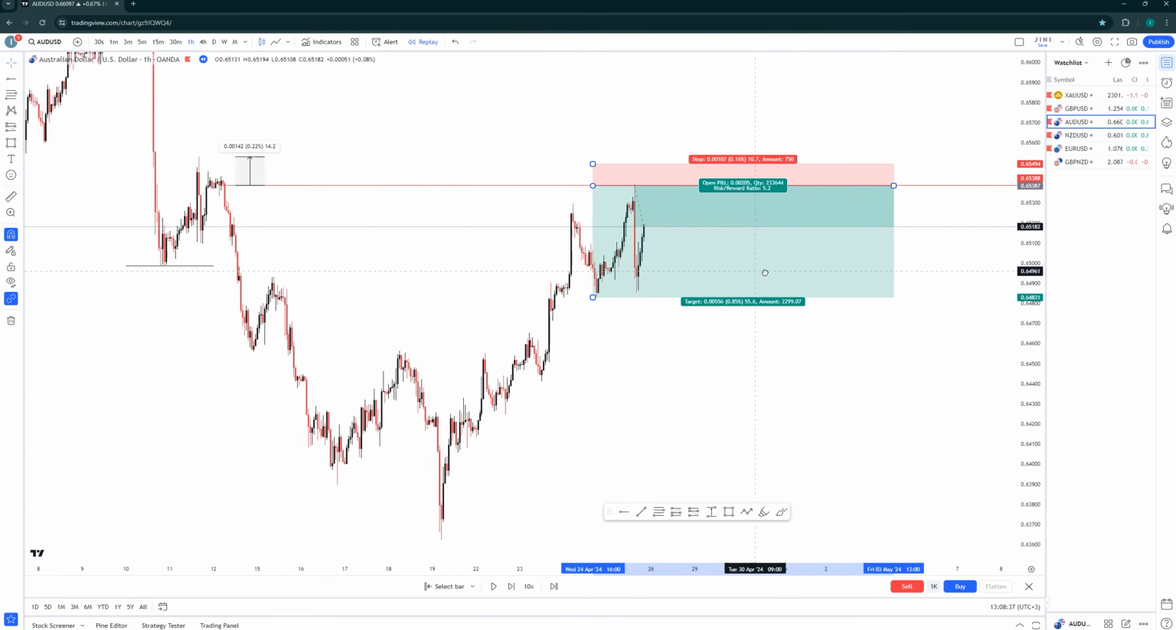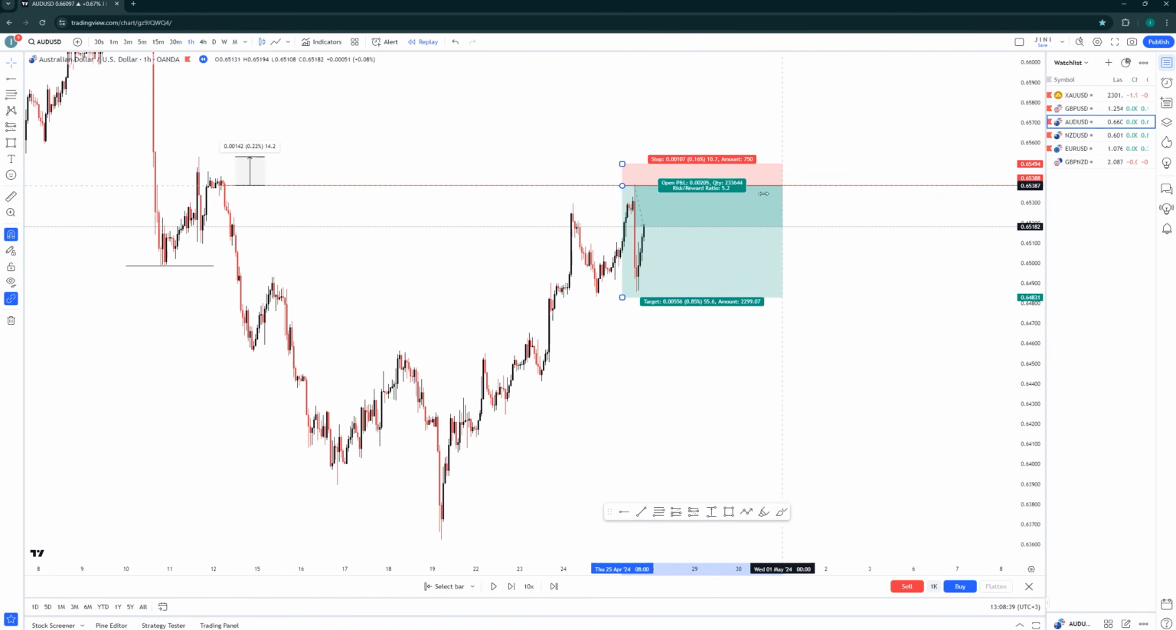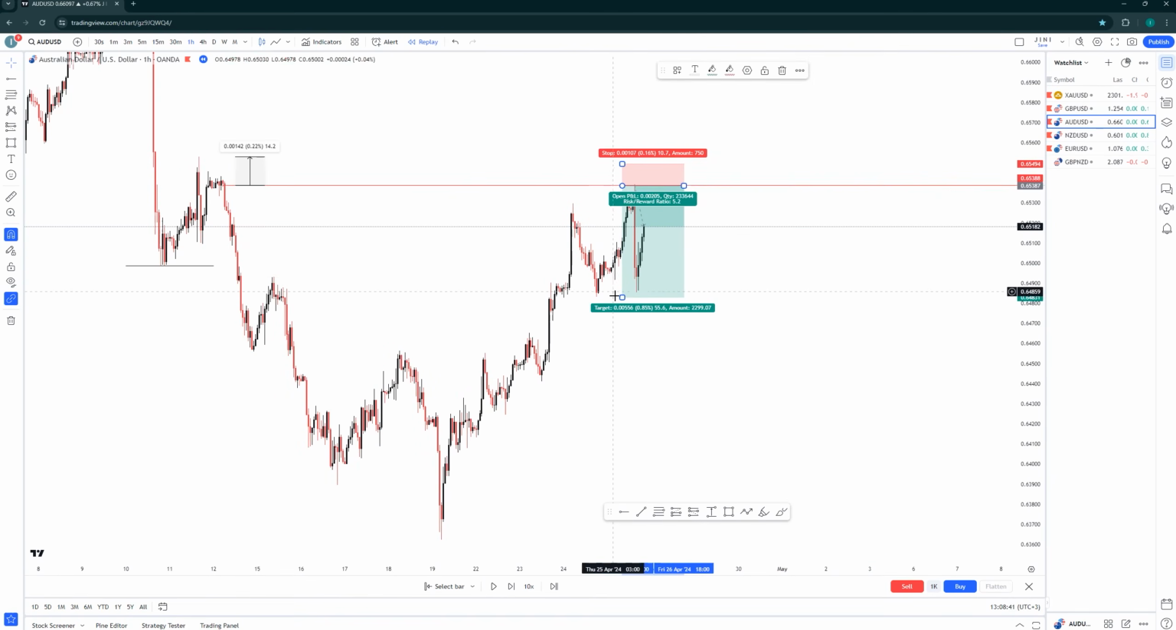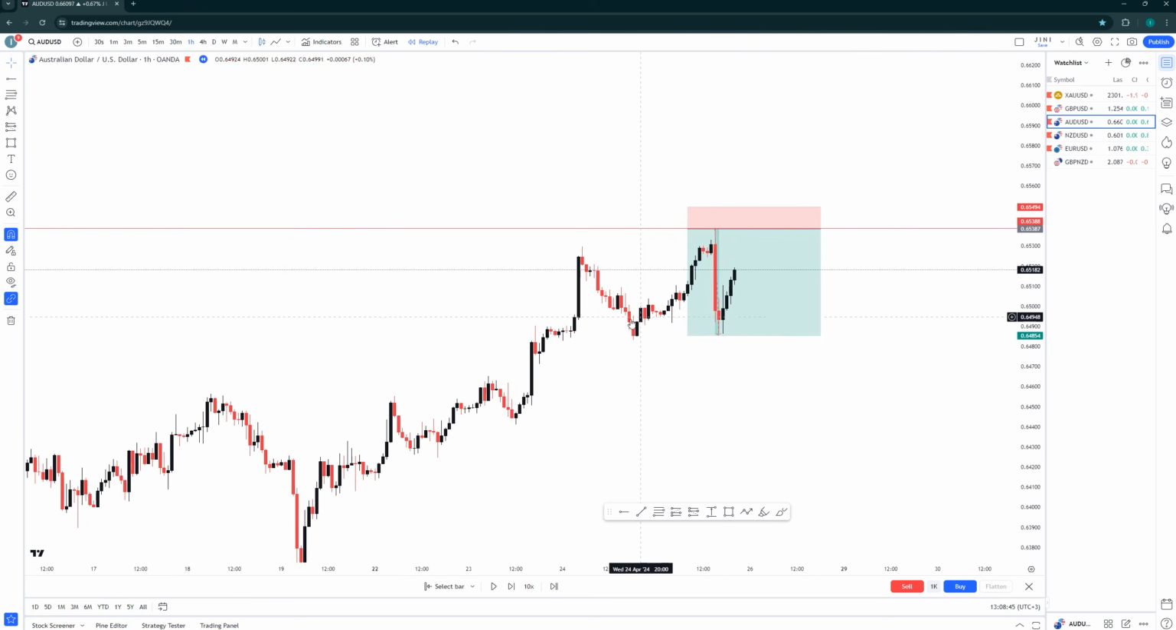We had that sniper entry there. This was the easiest sniper entry ever, and there is where we put our take profit. The stop loss was 10 pips, and our risk reward was 50 pips.